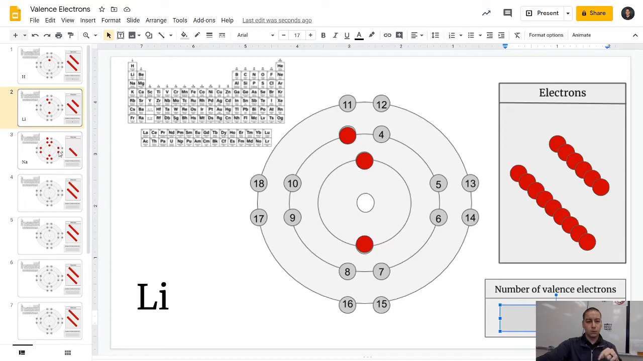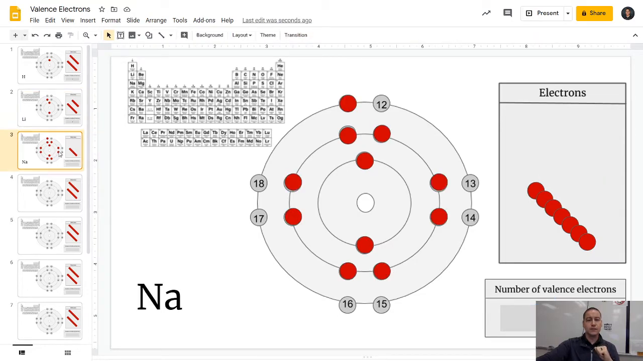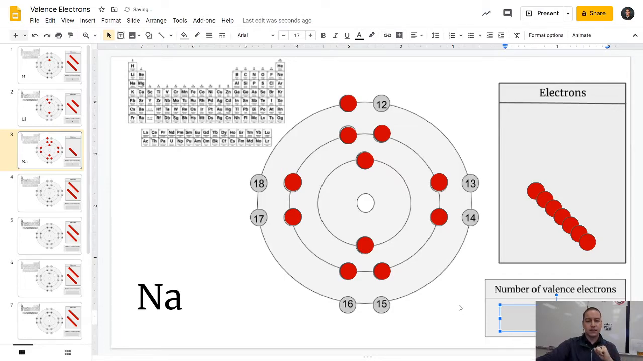Let's move down one more. Right below lithium, we have sodium. Sodium has an atomic number of 11, so it has 11 protons and also 11 electrons. When I put the 11 electrons here, I take up the first energy level. I also take up the second, and I move to the third. So my outermost shell or energy level is this third one out here. How many electrons are on that outermost shell? Well, I only see 1. So sodium also has only 1 valence electron.